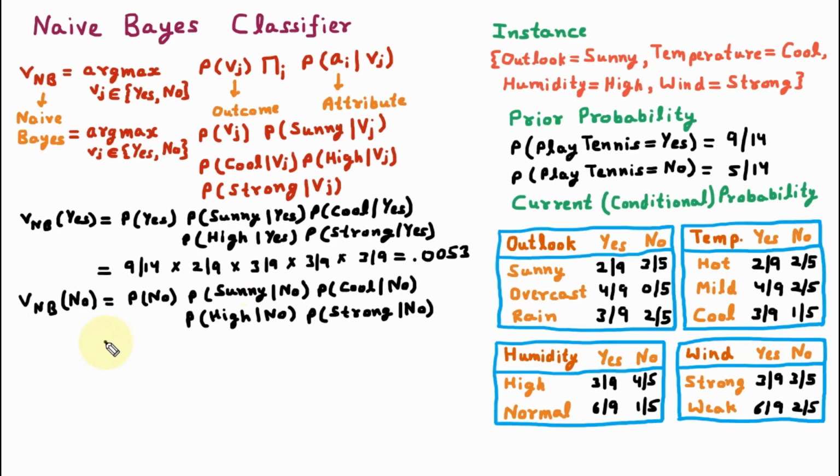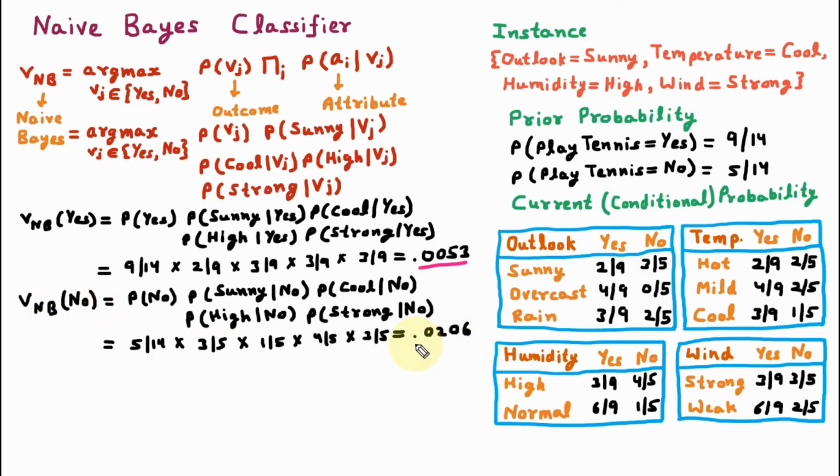Now put all the values, so that will be equal to probability of no, the prior probability of no, which is 5 by 14, multiplied with probability of sunny given no, which is 3 by 5, multiplied with probability of cool given no, which is 1 by 5, multiplied with probability of high given no, which is 4 by 5, multiplied with probability of strong given no, which is 3 by 5, and that will be equal to 0.0206.